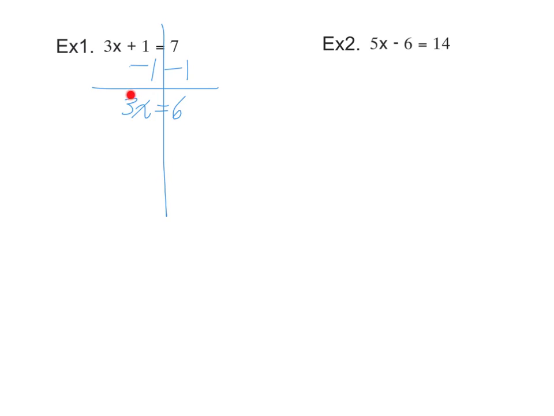Now there's one more thing that's been done. They multiplied x by 3. So I'm going to go ahead and divide x by 3. X would equal 6 divided by 3, or 2.